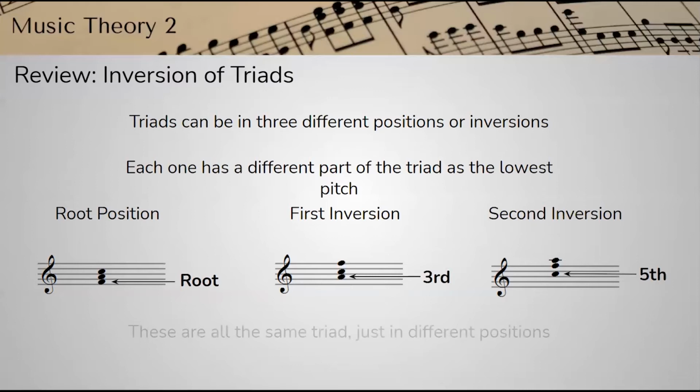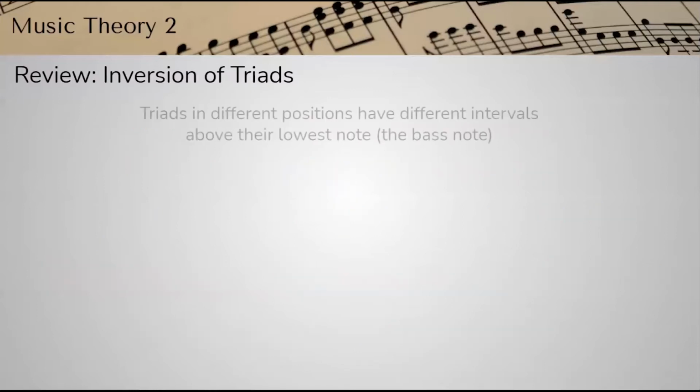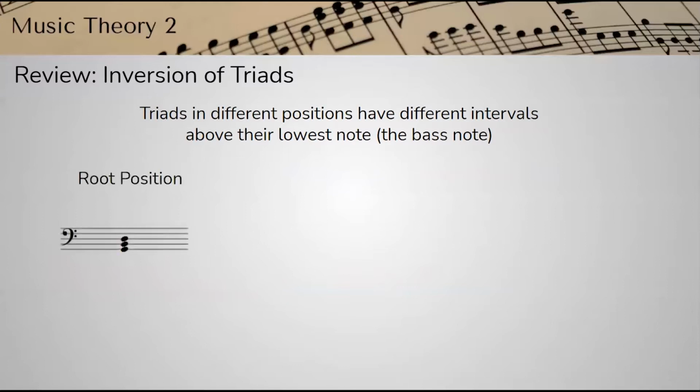And so, like I said, they're all the same triad, just in different positions. They're all F chords, but this one is in second inversion. Okay. And so let's talk about the way we notate that. Triads in different positions have different intervals above their lowest note, above the bass note. We talked about the intervals that are in a root position triad, the fifth and the third.